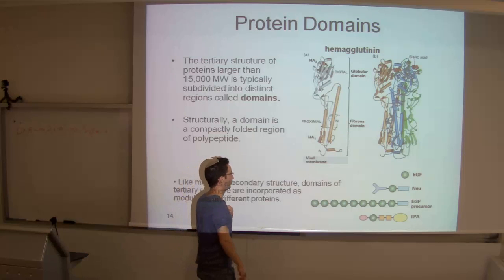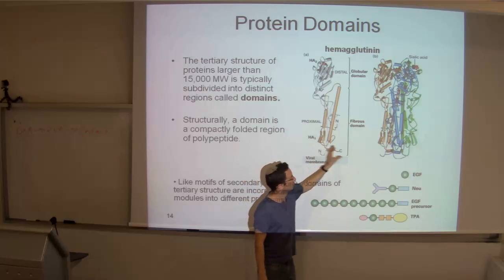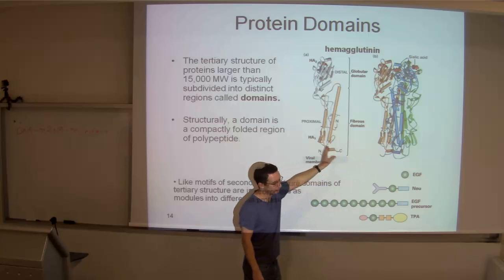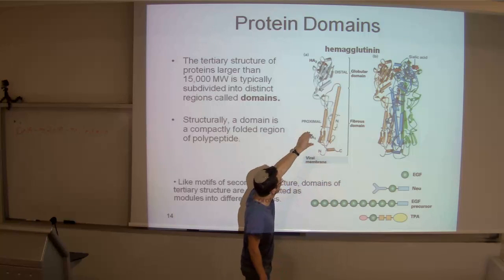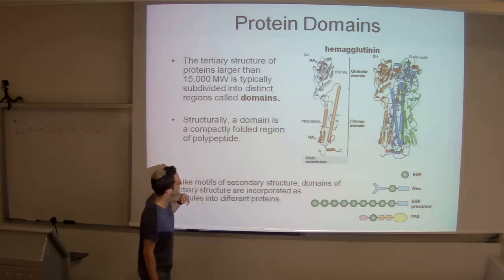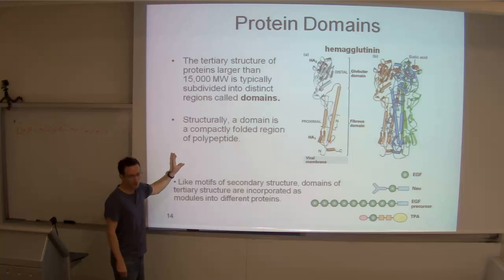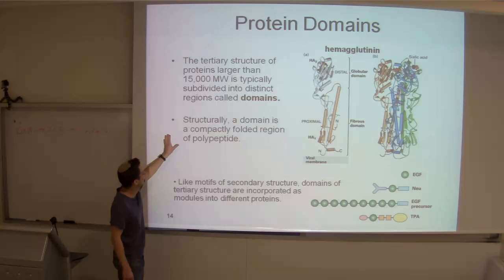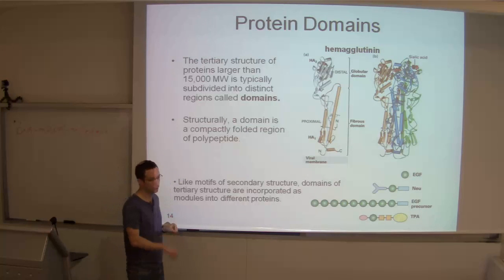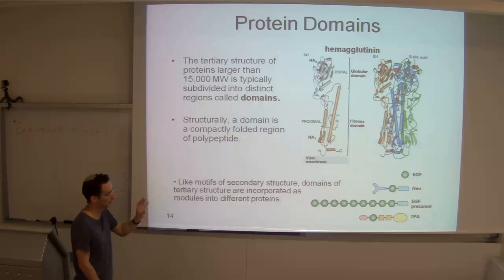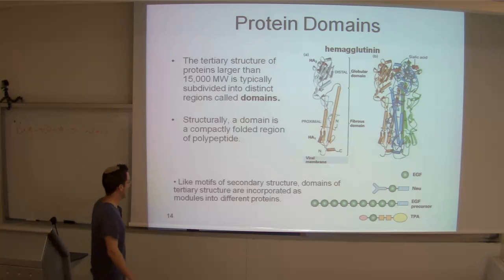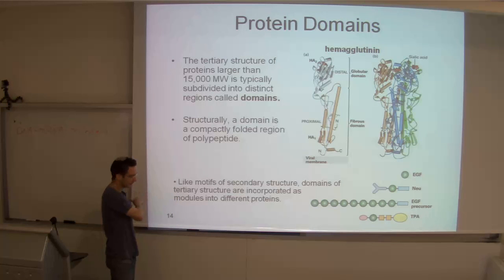And that, putting aside the fact that it's built of several units, it's a multimeric protein, but each unit has two distinct domains. Okay, so it might not be the most well-defined explanation, but structurally a domain is a compactly folded region of polypeptide. It's what biologists look at and say this looks like a ball, so we go globular and so on. And like motifs of secondary structures, domains are incorporated as modules into different proteins.